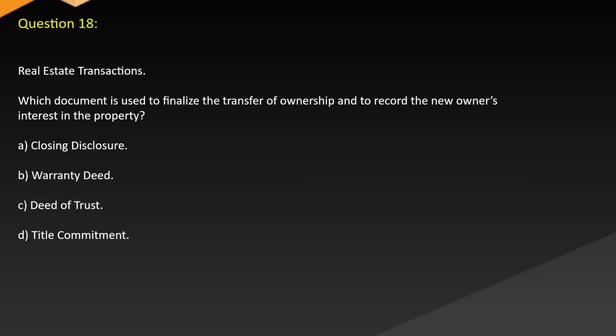Question 18. Real estate transactions. Which document is used to finalize the transfer of ownership and to record the new owner's interest in the property? A. Closing disclosure. B. Warranty deed. C. Deed of trust. D. Title commitment.